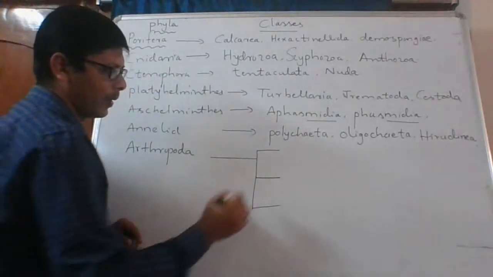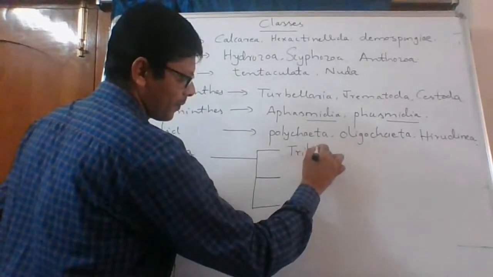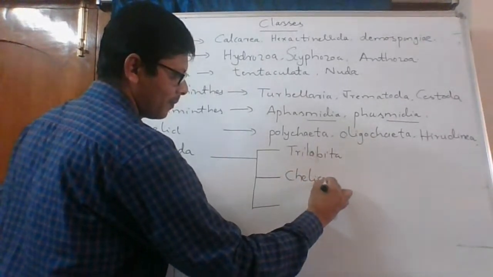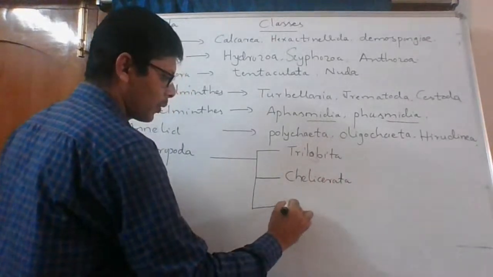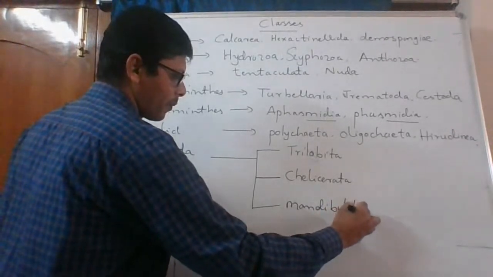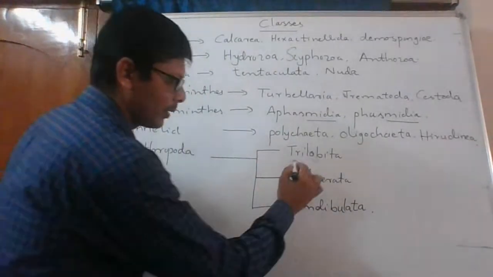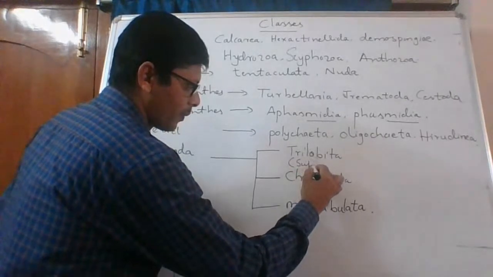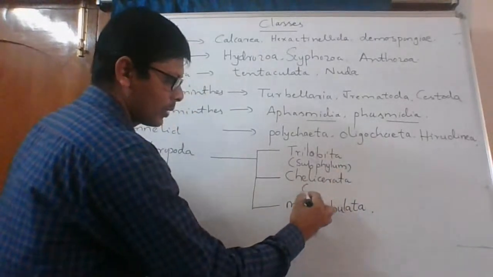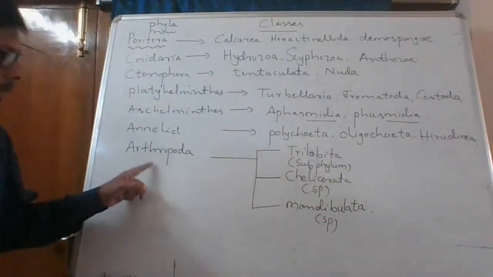Okay, here the three subphyla are Trilobita, Chelicerata, and Mandibulata. These three, what are these three? Subphyla. Each one is a subphylum. This is the phylum, these are the subphyla.